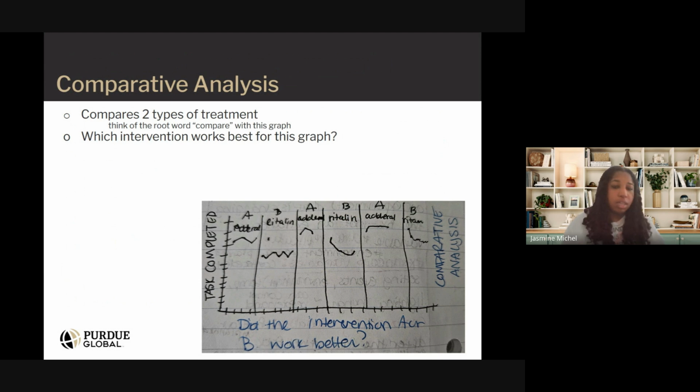In this case, I created this graph by myself, and as you can see, Adderall, intervention A, is much higher than Ritalin, which is intervention B. So comparing both of them, Adderall will complete the task more than Ritalin. So like I said, for comparative analysis, we're going to compare two types of treatment.